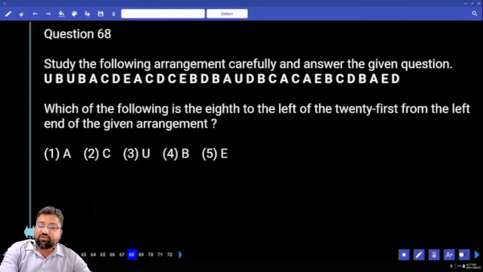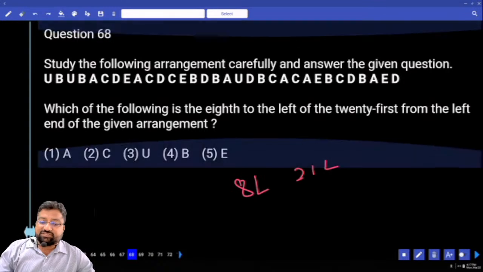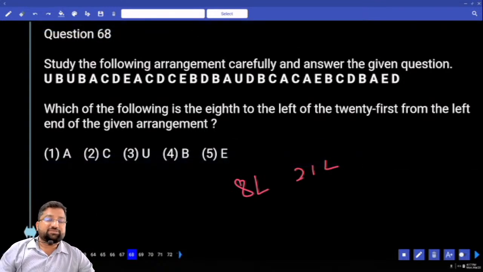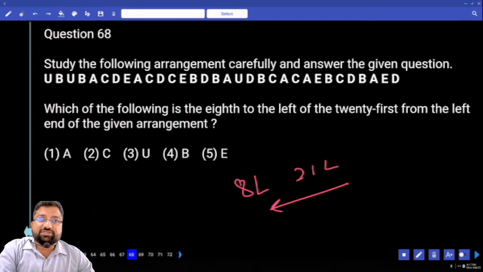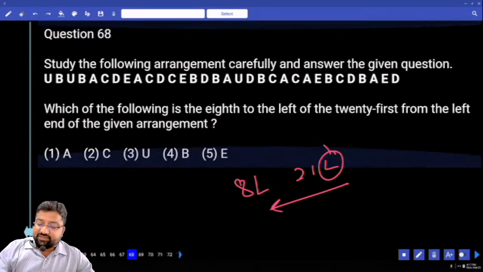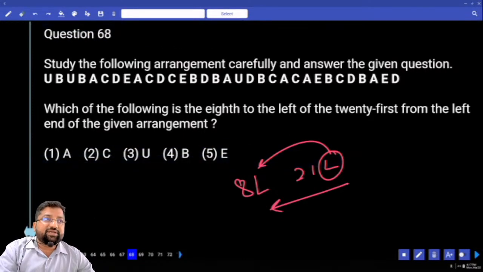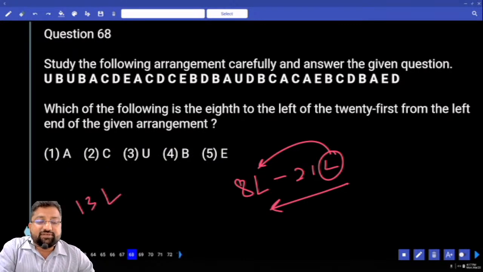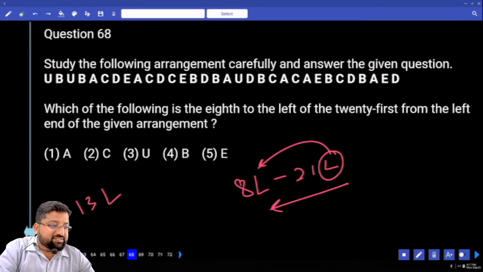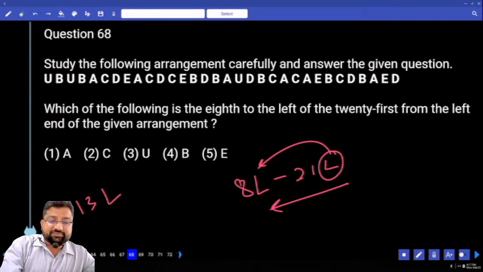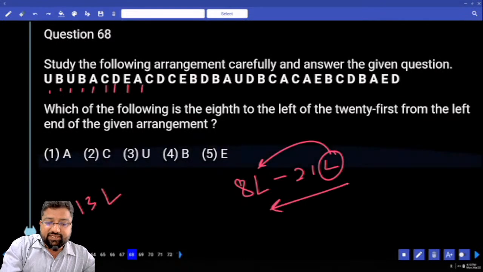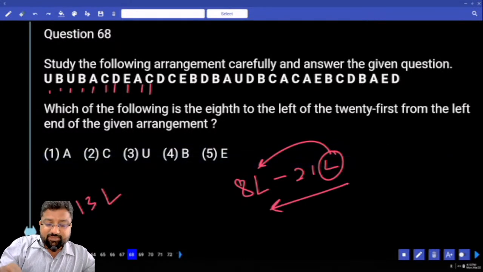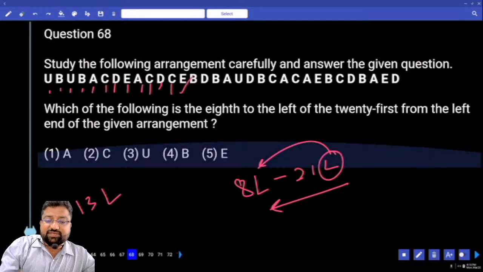Which of the following is 8th to the left of 21st from the left end in the given arrangement? And you all know how to solve this question. We'll go from reverse. This is left, left and left. You are supposed to go for minus. 21 minus 8 is 13. 13th from left hand. Please count and tell me what's the answer. 1, 2, 3, 4, 5, 6, 7, 8, 9, 10, 11, 12, 13. What's that?